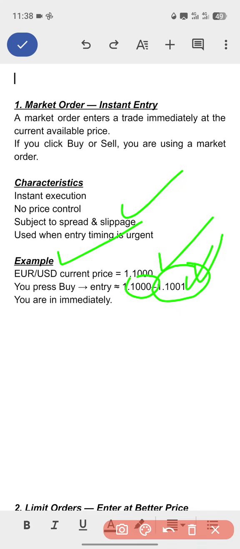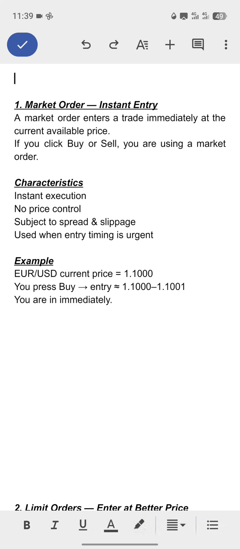Slippage is when you want to enter the market immediately at a price. Let's say you want to enter the market at a price of $1.1, but at the time of execution, the price moves to $1.2. That is what we call slippage. The 0.1 difference is slippage. That is why we say market execution is subject to slippage.